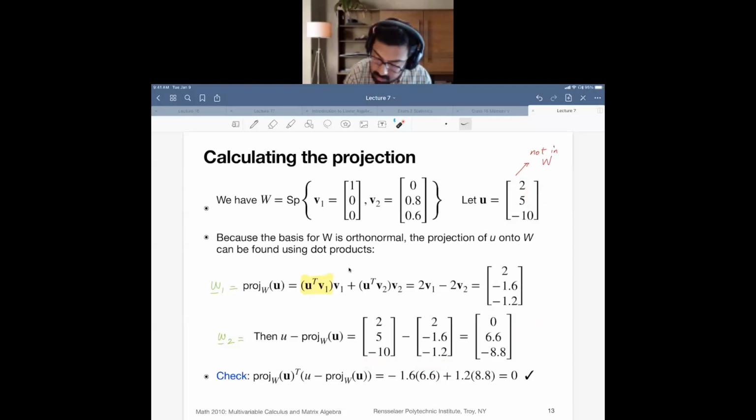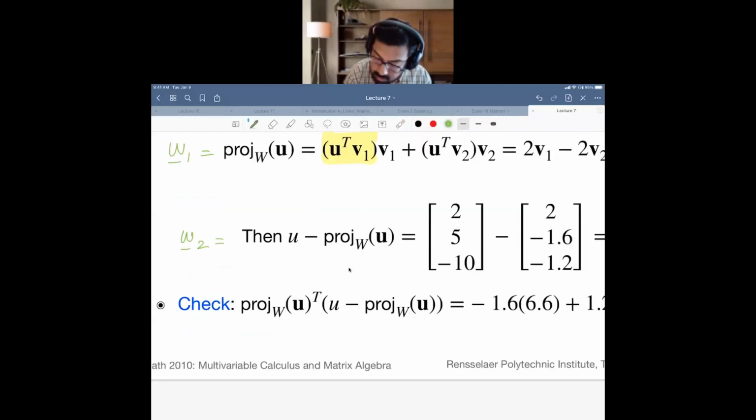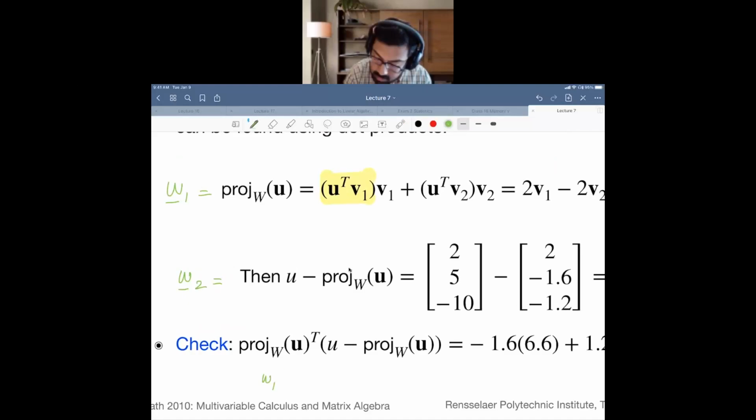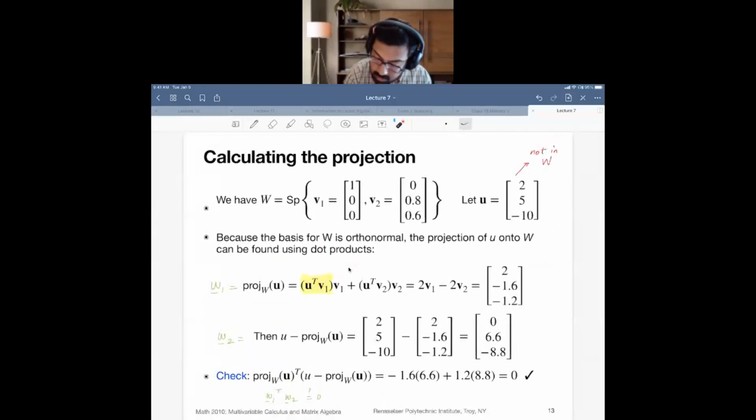And I can prove this. How can you prove that this is orthogonal to this? Well, just take w1 transpose w2 and check whether it is equal to 0 or not. In other words, take the projection transpose and multiply it by u minus the projection, which is your orthogonal. And if that goes to 0, and it does for these two vectors w1 and w2, then we know that these give me two orthogonal vectors.